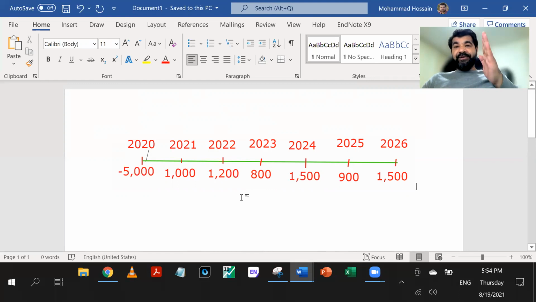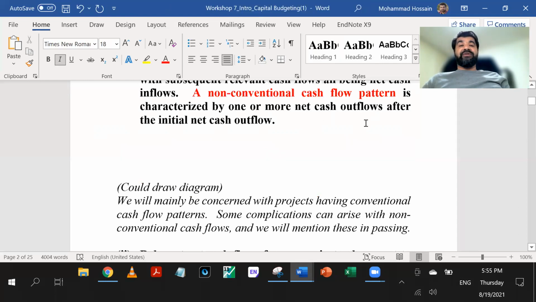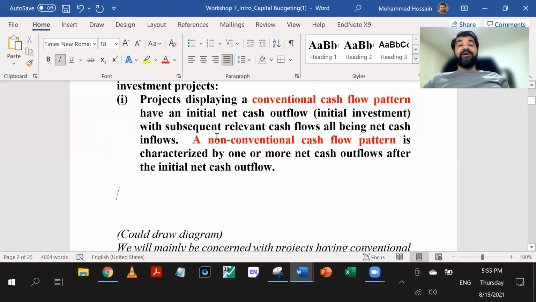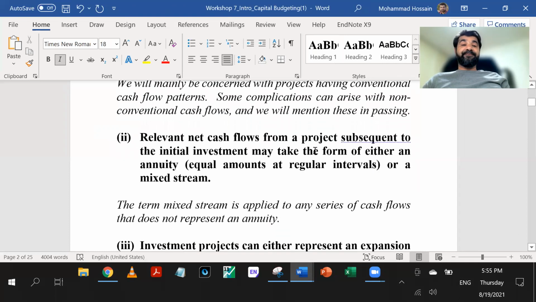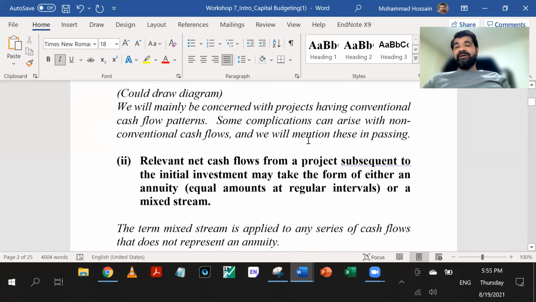Okay, you have to think from business point of view. Are you making an investment? First year, look, $5,000 your investment you made. 2023, maybe you have to make another $2,000 more investment for some reasons. That is non-conventional. More than once your money is going out. That's what they mean by one or more net cash outflows after the initial net cash out. That will be non-conventional. Hope it's clear. In our project, we will discuss only the conventional one.